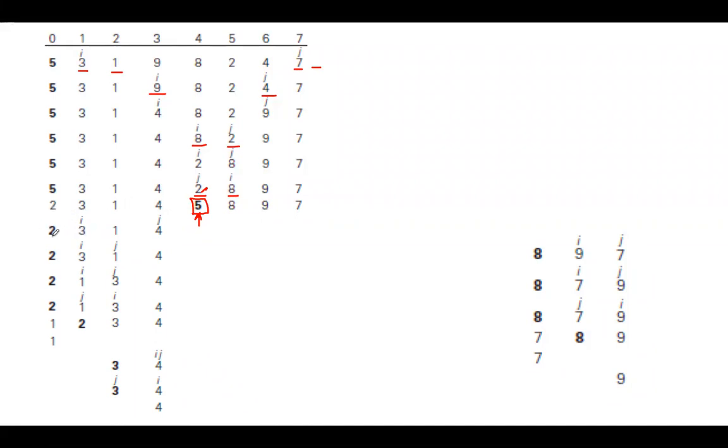Here the pivot element is 2. In the left part, the pivot element is 2. Increment I. A of I should be greater than 2. This condition is true. So stop incrementing. A of j should be less than 2, but this is not true. We'll come here, decrement j.